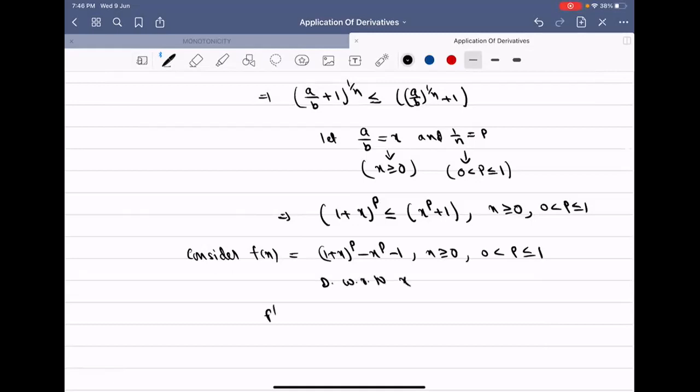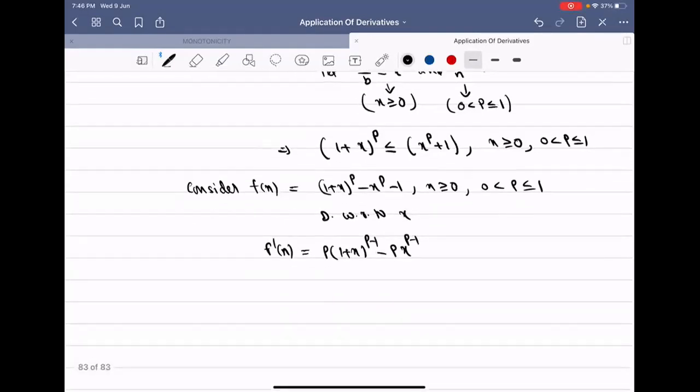If you differentiate, then f dash x is equal to, here p is constant, 1 plus x is a variable, n into x power n minus 1, so p into (1 plus x) power p minus 1 minus p into x power p minus 1. Differentiation of 1 is 0. So this is equal to f dash x.